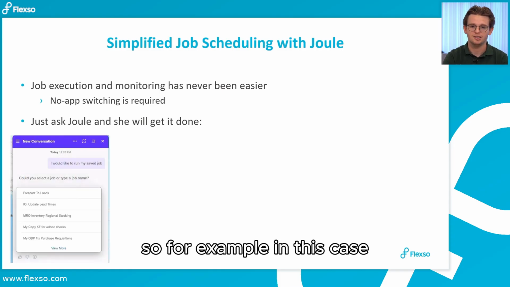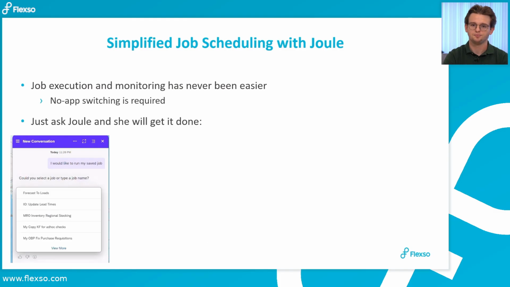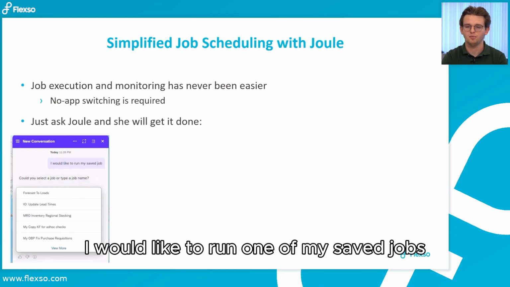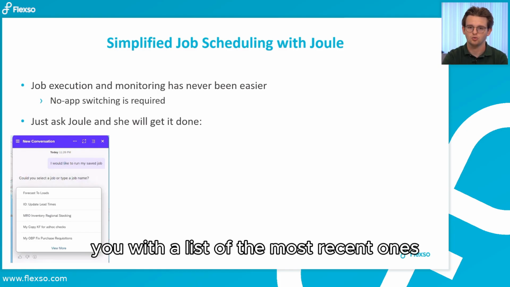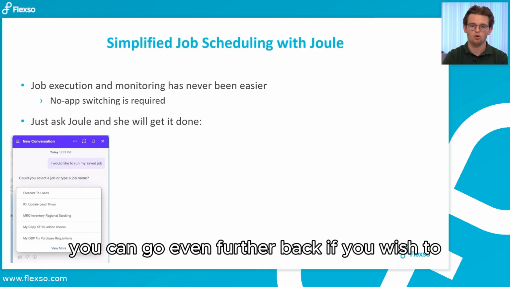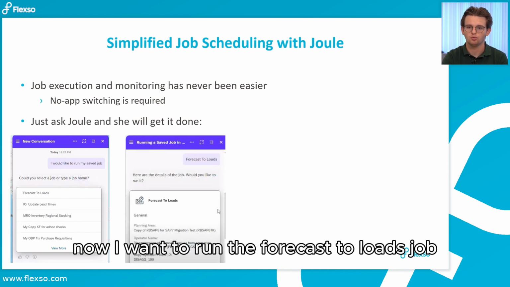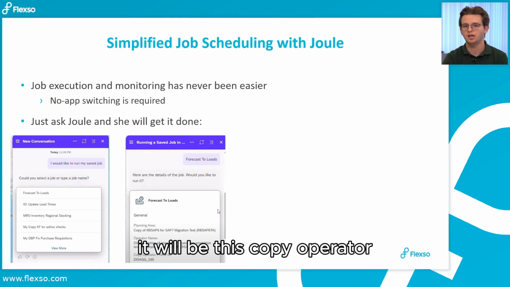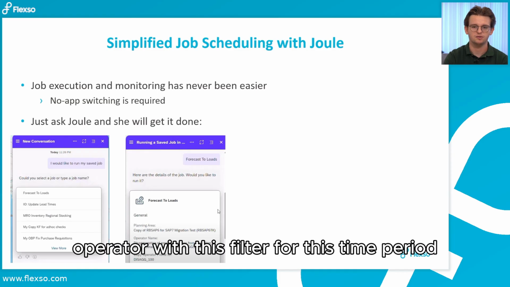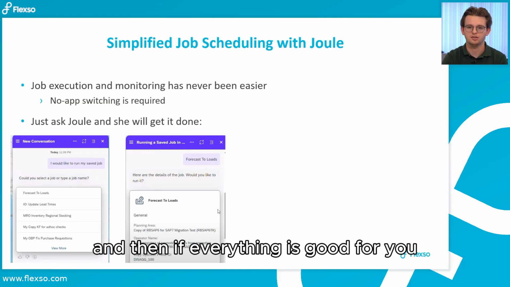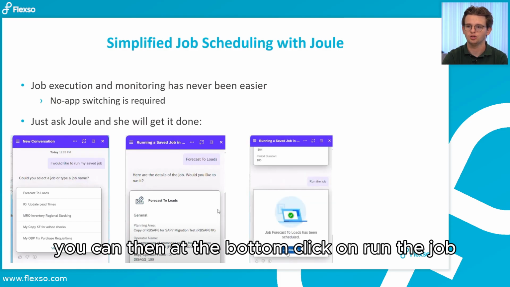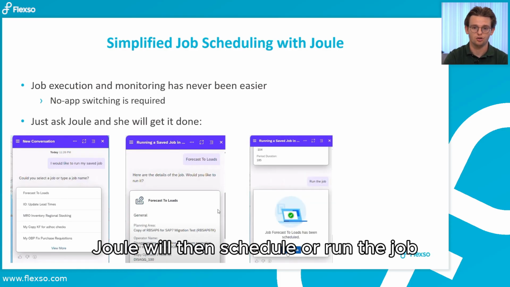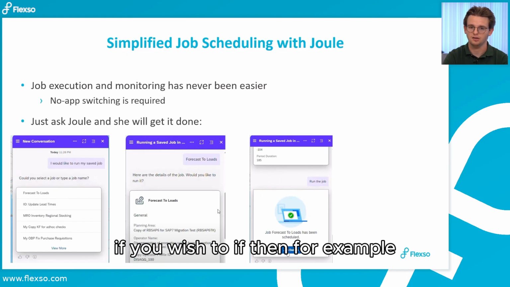So for example, in this case, I want to run one of my saved jobs that I ran yesterday or the day before. You can just tell Joule, I would like to run one of my sales jobs. She will provide you with a list of the most recent ones in the last 24 hours. You can go even further back if you wish to. You can then say, for example, now I want to run the forecast to load job. She will then provide you a list with all the parameters of that job, saying it will be this copy operator, it will be this operator with this filter for this time period. And if everything is good for you, you can then click on run the job at the bottom. Joule will then schedule or run the job, and you can even go further into details if you wish to.